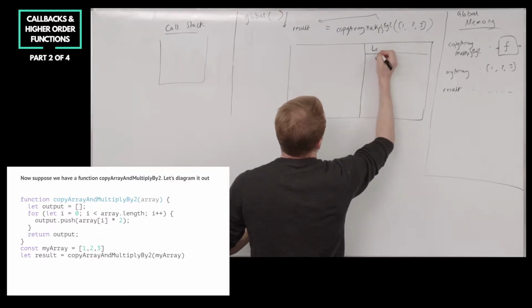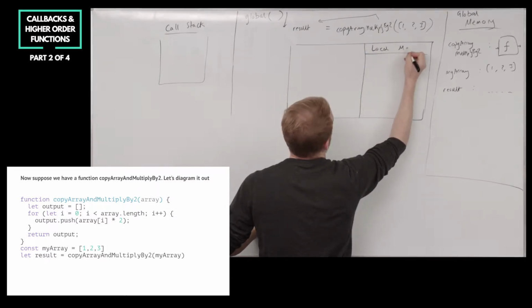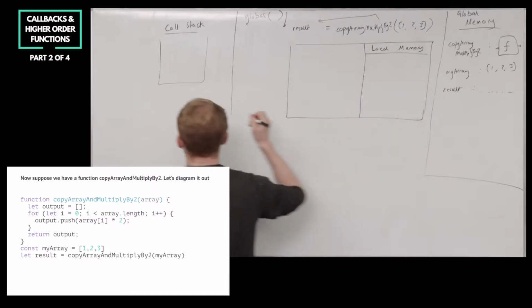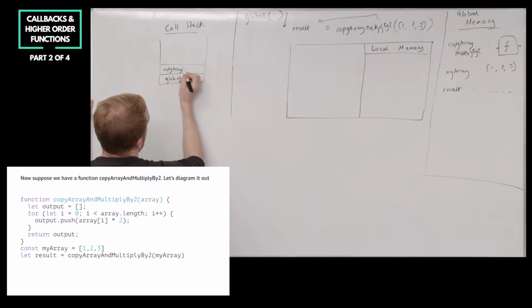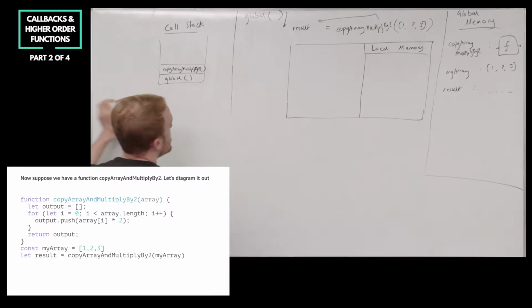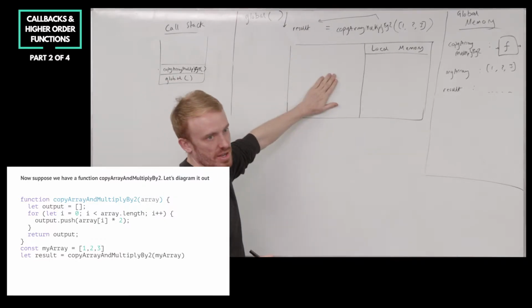Now we can also keep track of these execution contexts on our call stack. We may not always do so rigorously, but here it is. We're in global to start with, and we started calling copy array and multiply by 2, so we add it to our call stack, our stack of functions being called, being invoked, and we're now inside copy array and multiply by 2. It's top of our call stack.